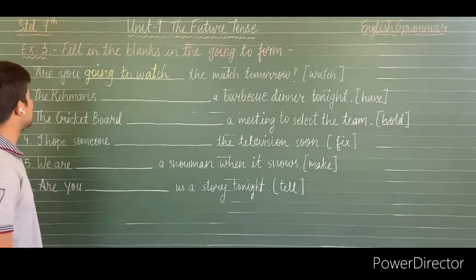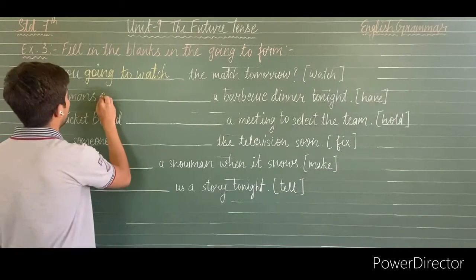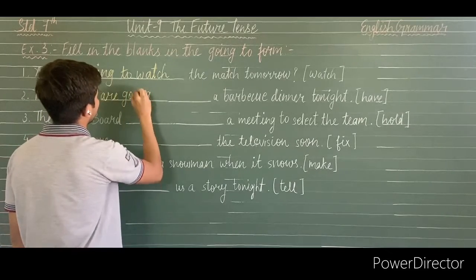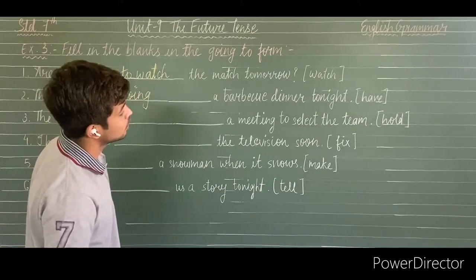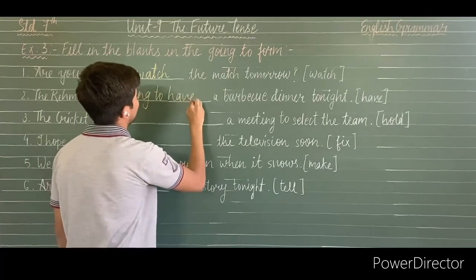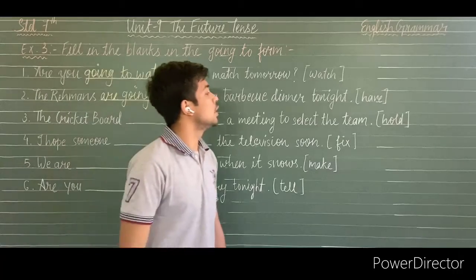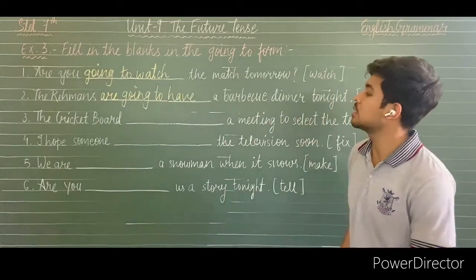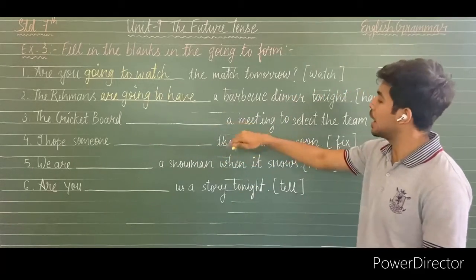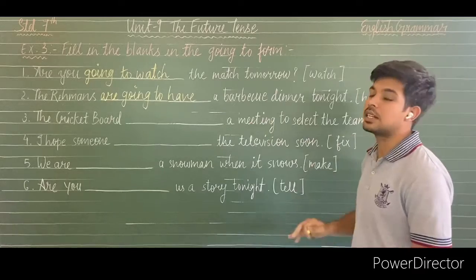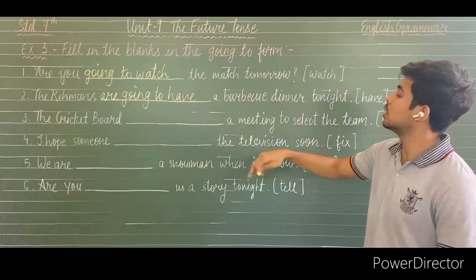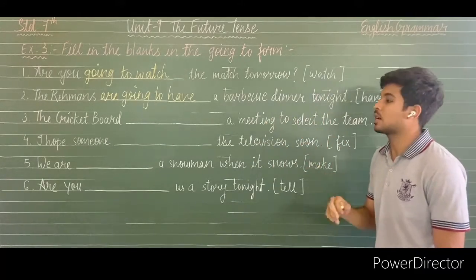Now the second one. The Rahmans are going to have a barbecue dinner tonight. So this sentence uses the going to form with have to make it a sentence of future tense. The Rahmans are going to have a barbecue dinner tonight.